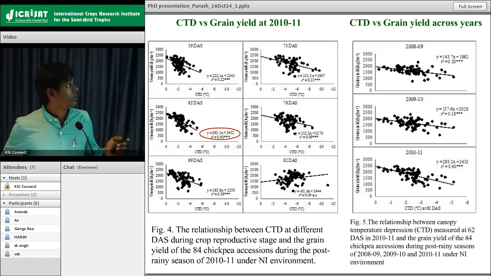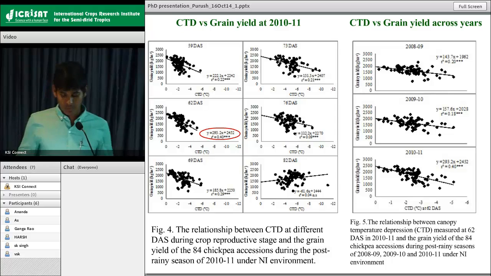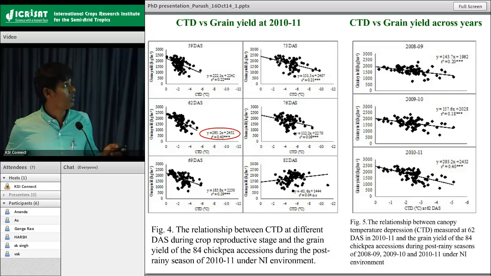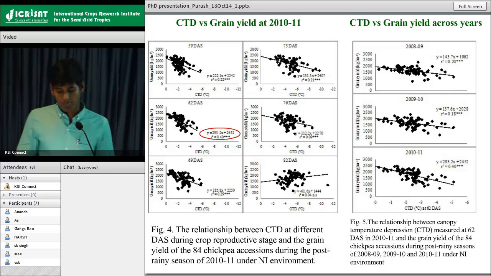Based on this, the 62 days after sowing and 69 days after sowing samples, and also 73 days after sowing, we used for clustering. Especially these three, not 59 days after sowing, because these three samples have a high heritability compared to 59 days after sowing. The CTD measured at 62 days after sowing explained yield critically, and was also compared with the previous years' yield data, and it showed a consistent significance between CTD and grain yield across years from 2008 to 2010.